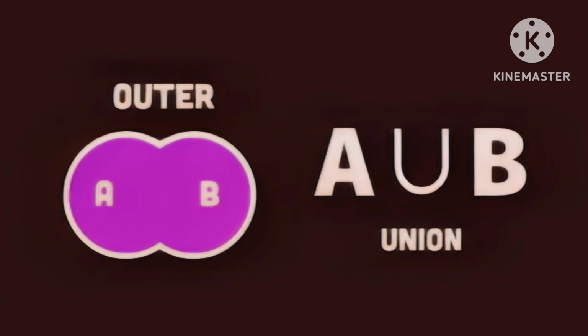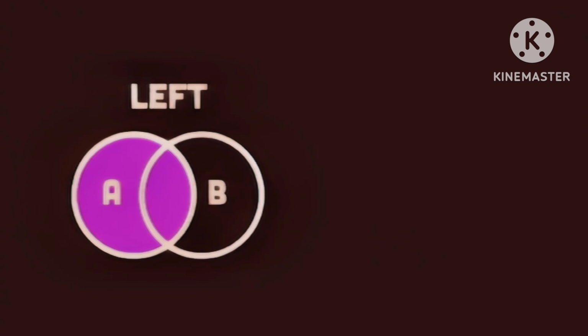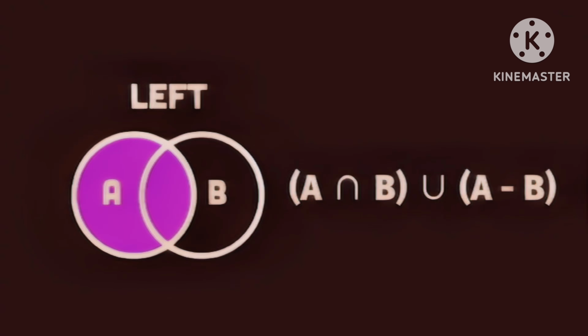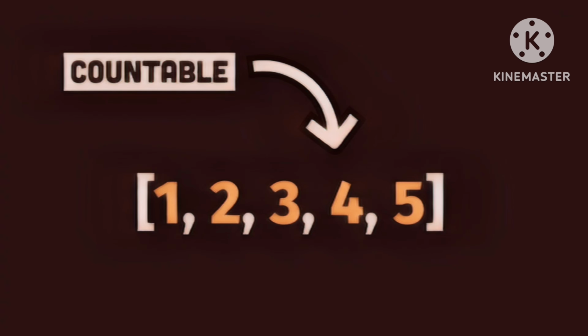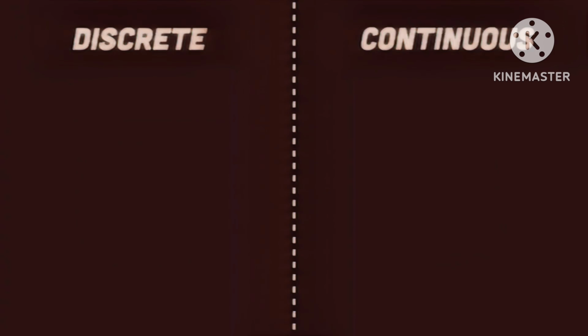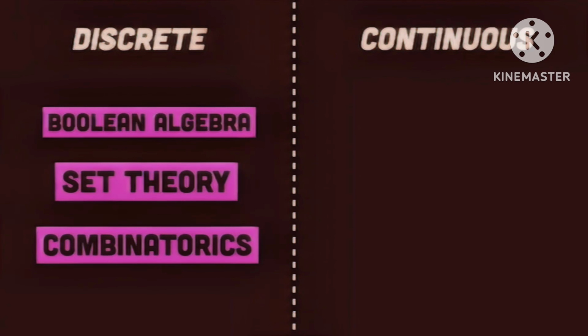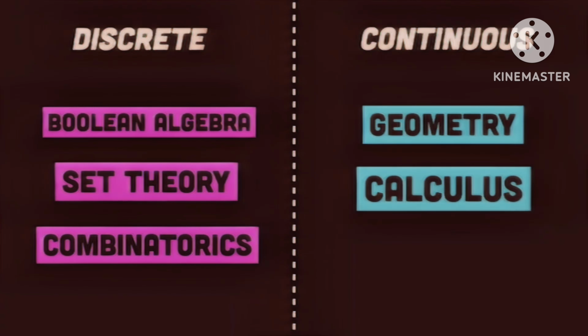union in set theory. When doing left and right joins, these concepts are combined, like by combining an intersection with the difference between the two sets. Now, one thing that's important to notice at this point is that we're talking about structures that have a finite number of elements, which falls under the umbrella of discrete math, as opposed to continuous math like geometry and calculus that deal with real numbers and approximations.